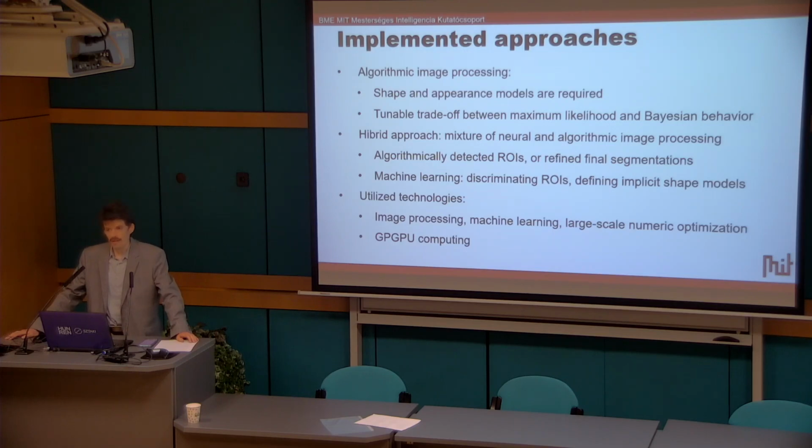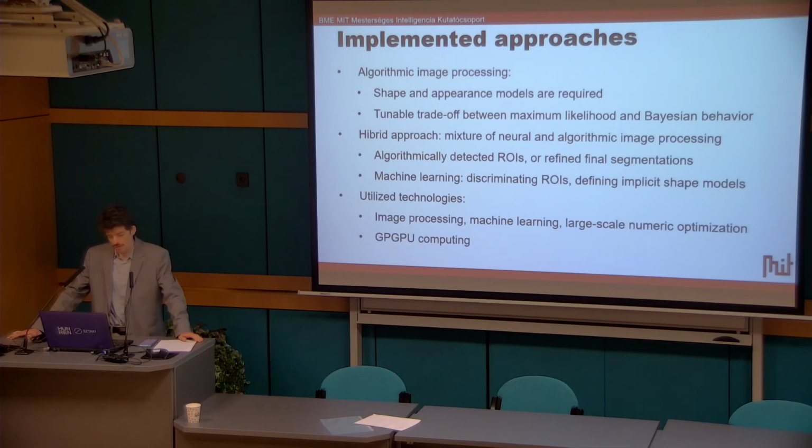In many subtasks, we can combine algorithmic image processing and machine learning, typically in two scenarios. In the first, we use algorithmic image processing to detect regions of interest, which are discriminated by machine learning into true positive and false positive ones, while in the second scenario, the machine learning is utilized to produce robust but rough segmentations of the organs, for example, of the sternum, which is refined by algorithmic image processing.